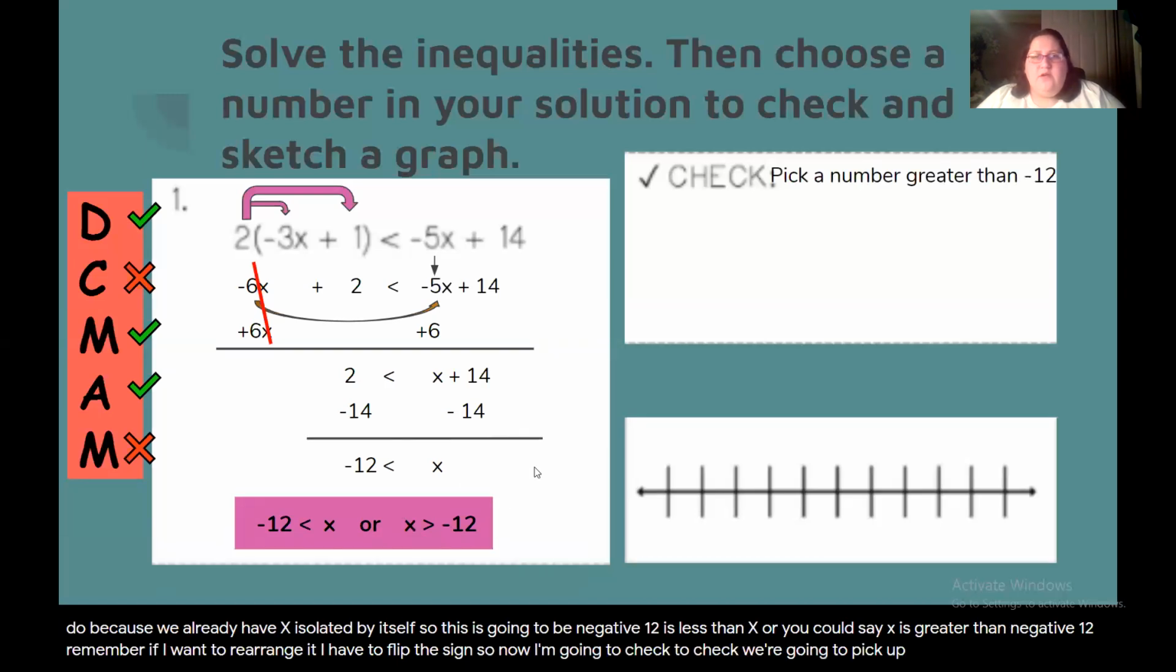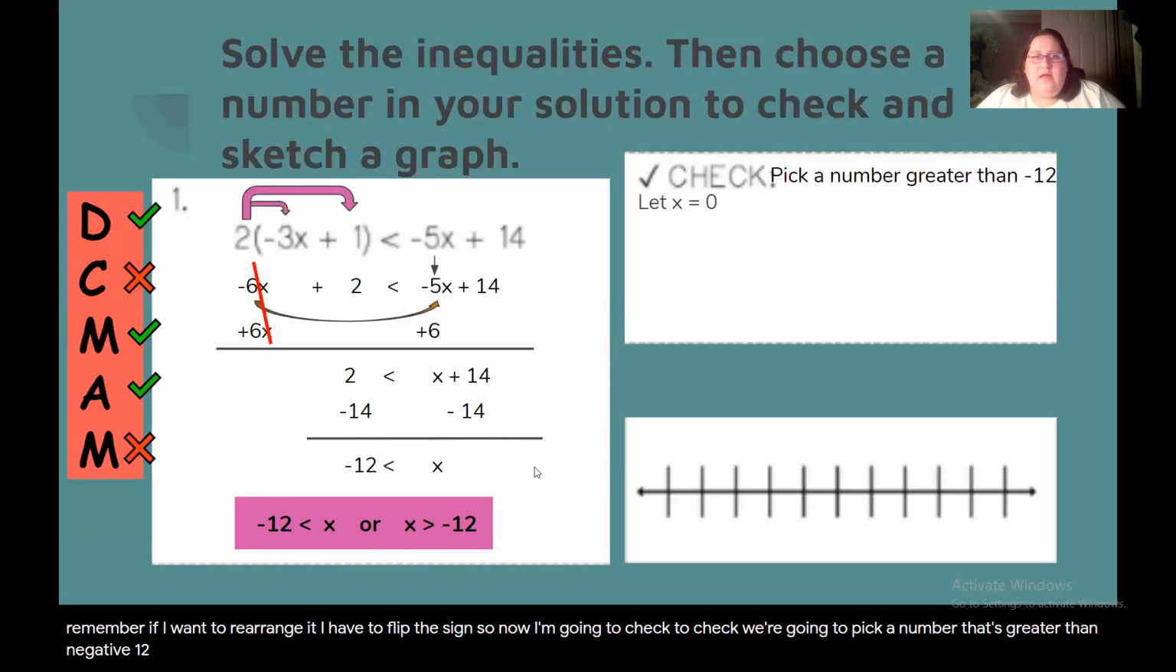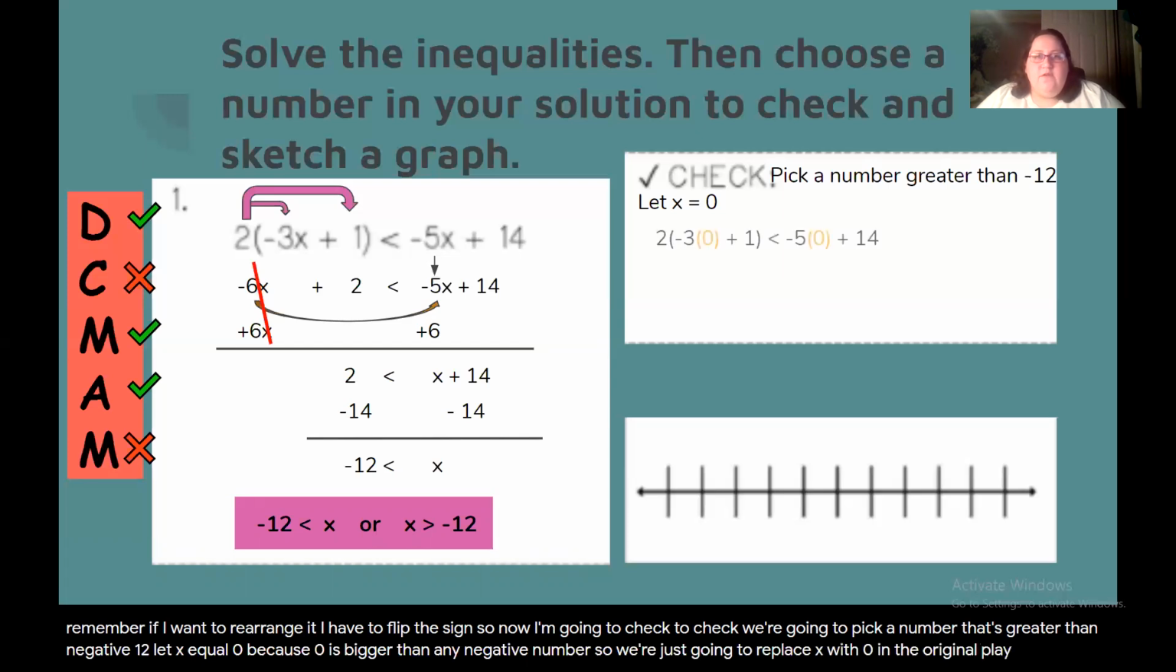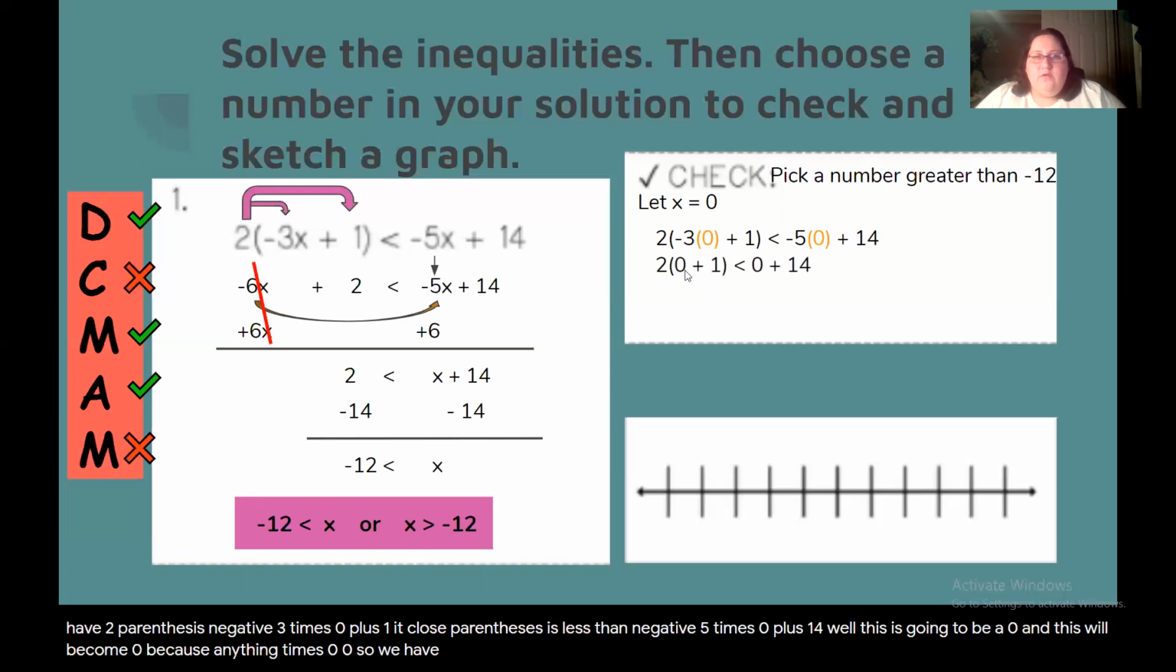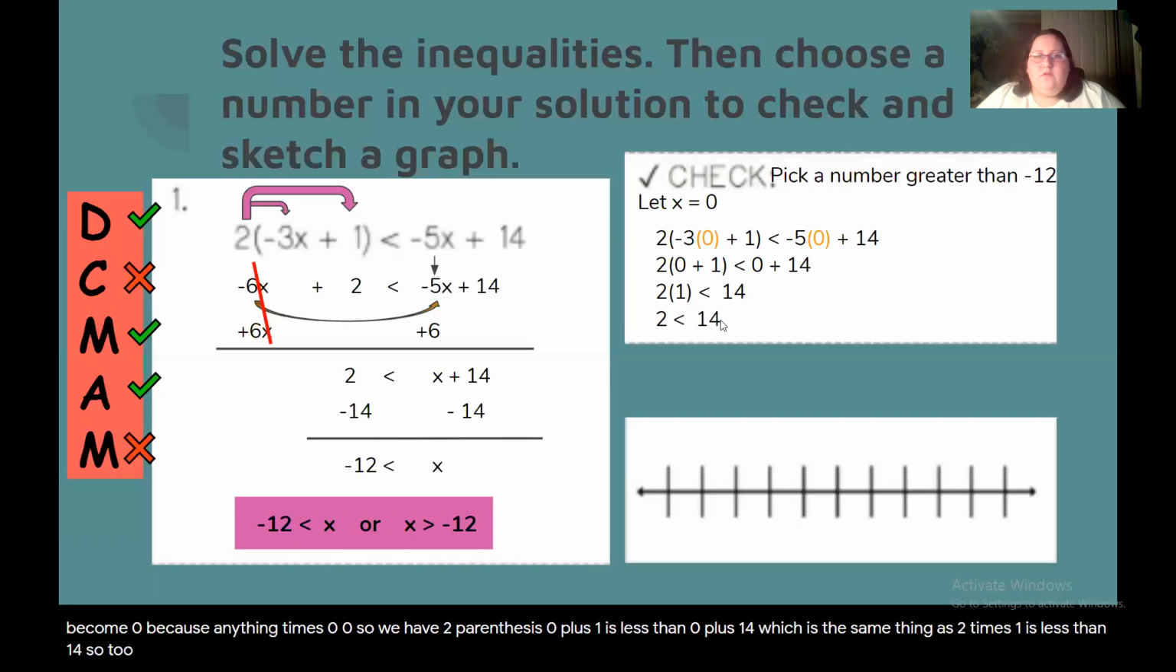To check, we're going to pick a number that's greater than negative 12. Let x equal 0, because 0 is bigger than any negative number. So we're just going to replace x with 0 in the original equation. So we have 2 parentheses, negative 3 times 0 plus 1, close parentheses, is less than negative 5 times 0 plus 14. Well, this is going to be a 0, and this is going to become a 0 because anything times 0 is 0. So we have 2 parentheses 0 plus 1 is less than 0 plus 14, which is the same thing as 2 times 1 is less than 14. So 2 is less than 14, and that's correct. 2 is less than 14.